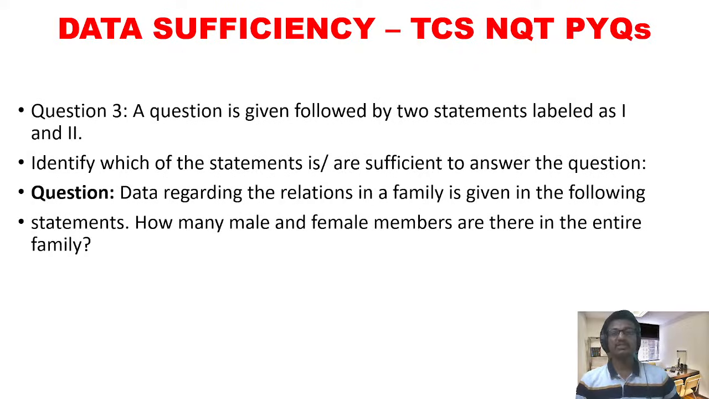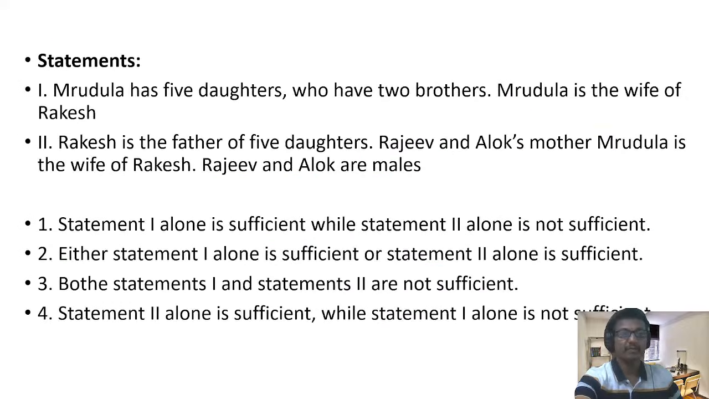This is another TCS NQT previous question. So the question is given followed by 2 statements. Again, this is statement 1 and 2. Which one is sufficient? So it is a data sufficiency problem. Data regarding the relations in a family is given in the following statements. How many male and female members are there in the entire family? That is what we need to find out.